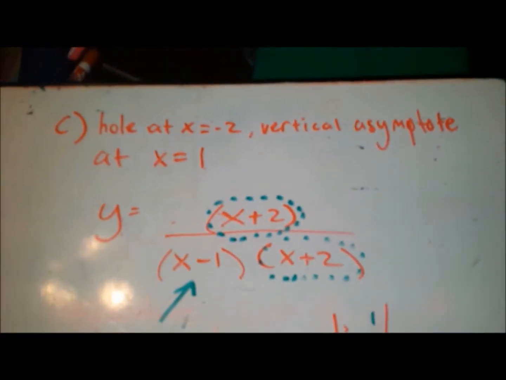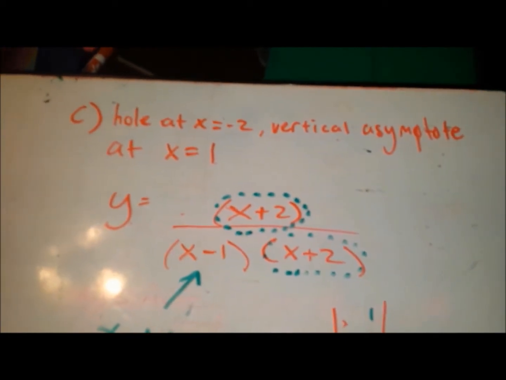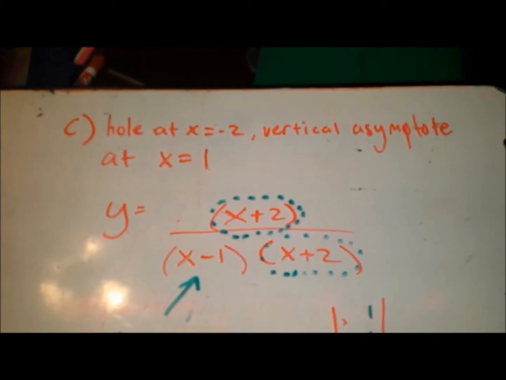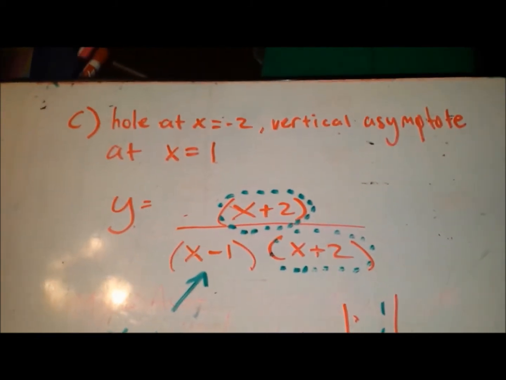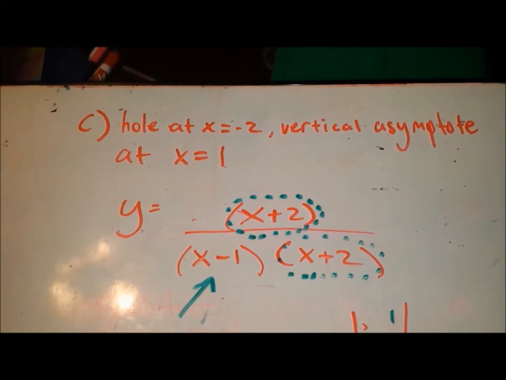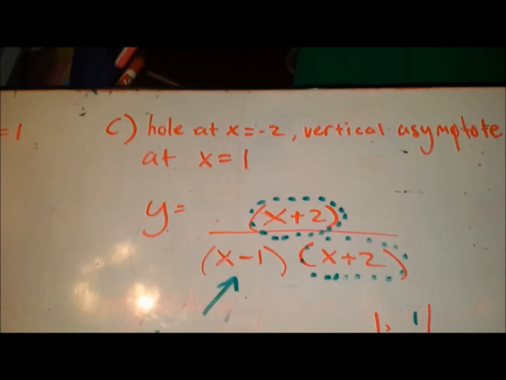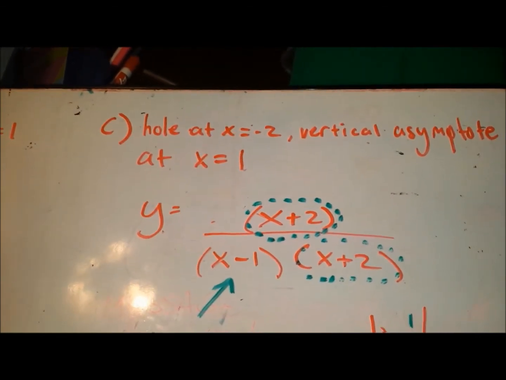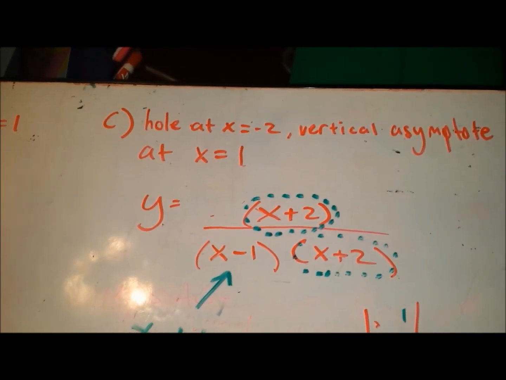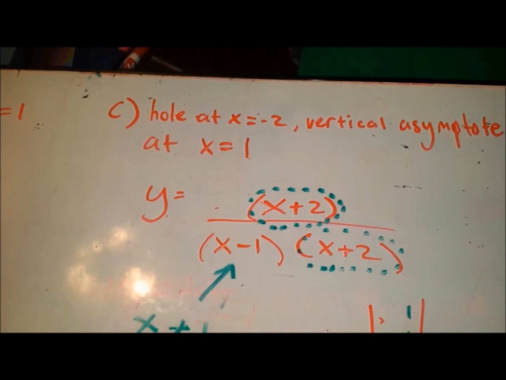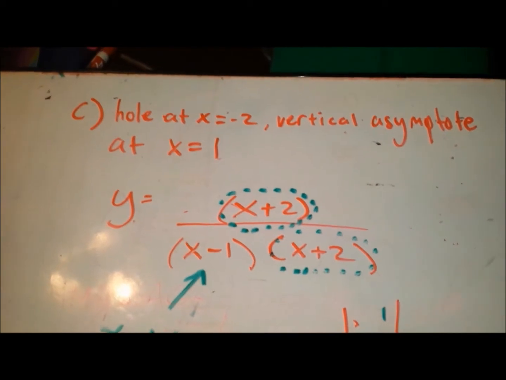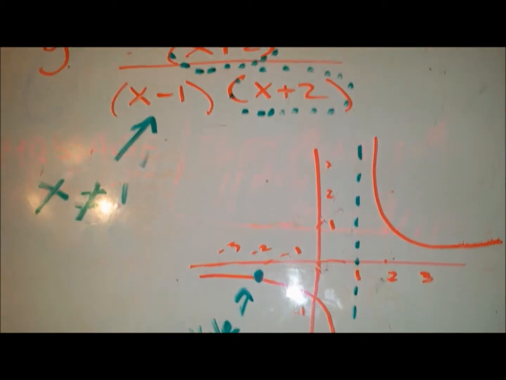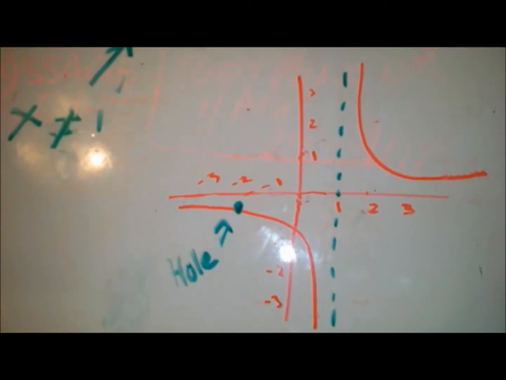When looking at part C in my question, it asks for a hole at x equals -2 and a vertical asymptote at x equals 1. This is a more complicated question, but we will take it slow and walk through it together. The first thing I addressed was the hole at x equals -2. The hole was accounted for by the common factor in the numerator and the denominator of x plus 2, as you can see in the dotted green lines. This causes a hole at x equals -2, as you can see in the graph.